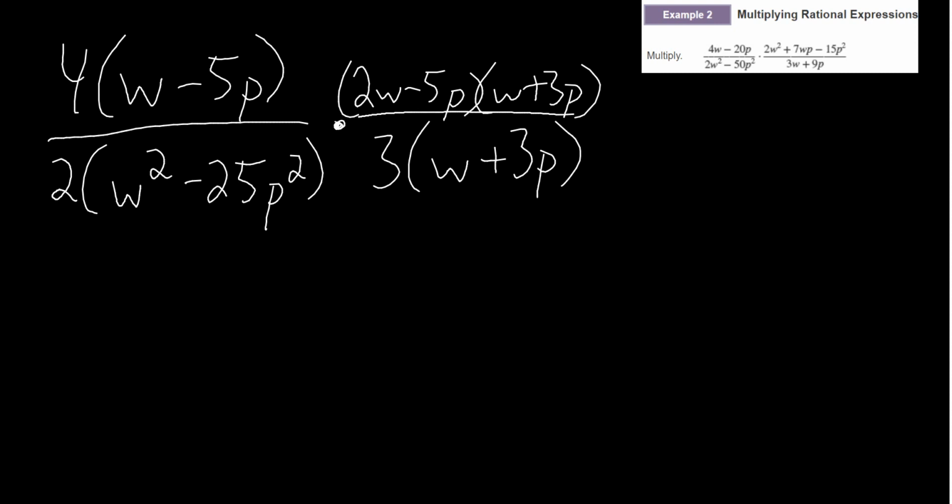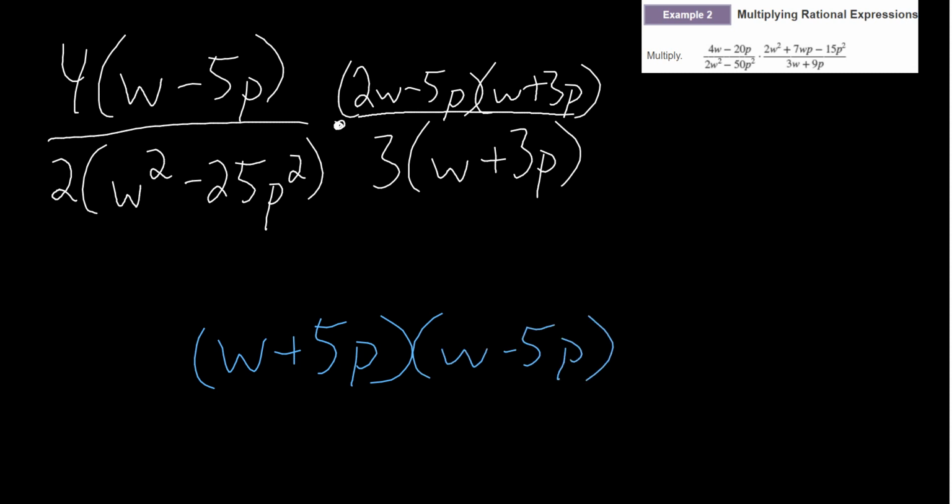All right, I didn't factor this completely, so let's go ahead and do that now. Okay, so w squared minus 25p squared, that's a difference of squares, so it's just going to be w plus 5p and w minus 5p. Okay, so I'm going to put that up there: w plus 5p, w minus 5p.